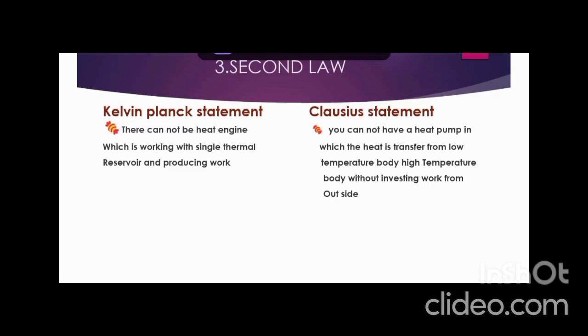Second law: Kelvin-Planck statement and Clausius statement. First, the Kelvin-Planck statement. There cannot be a heat engine which works with a single reservoir and produces work. Clausius statement: you cannot have a heat pump in which heat is transferred from a low temperature body to a high temperature body without investing work from outside. Overall, the second law states that if two bodies are kept at different temperatures, then heat will transfer from one body to another.